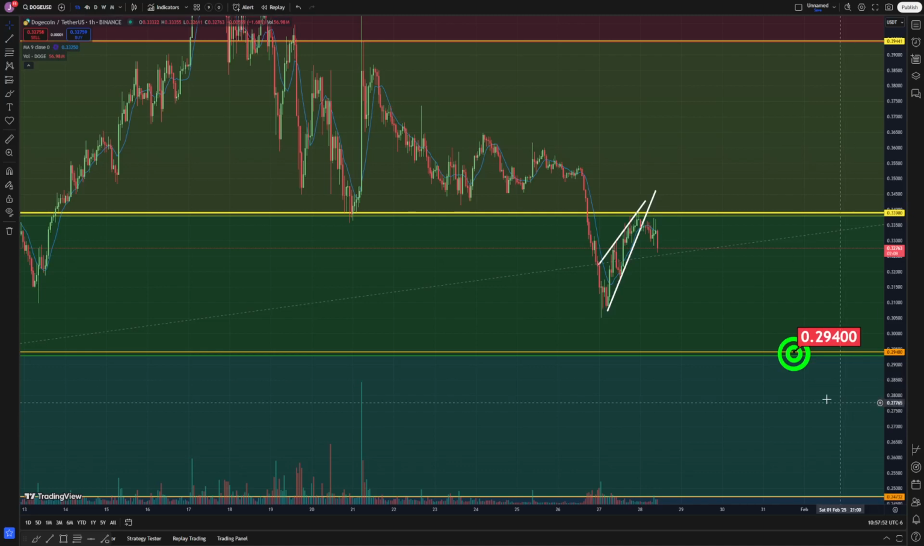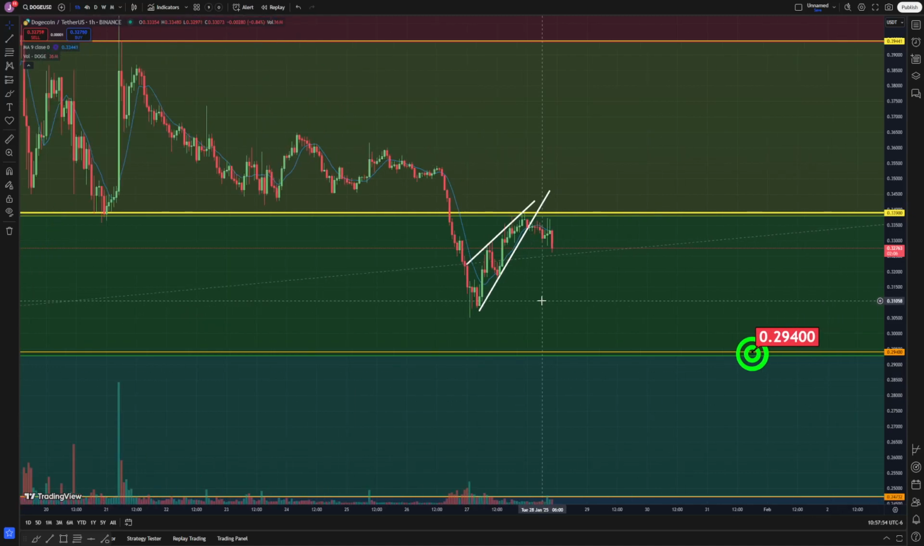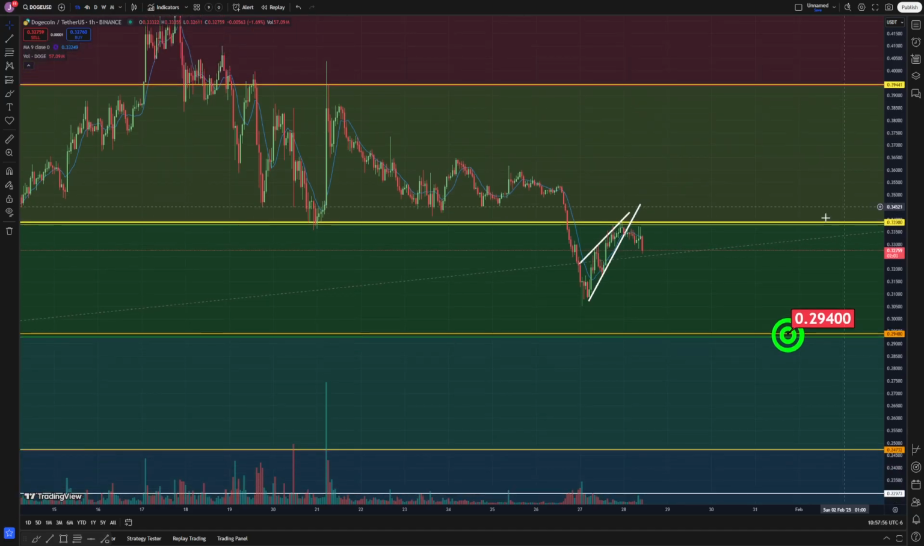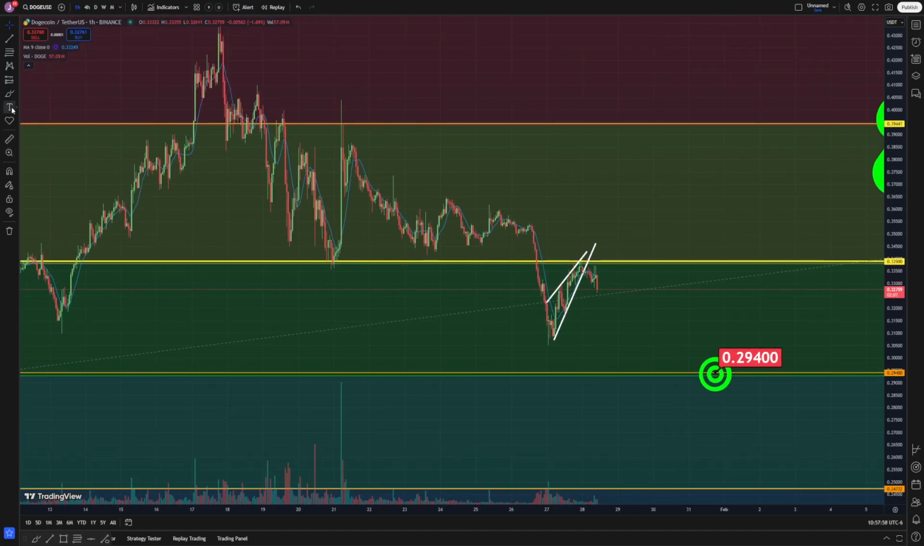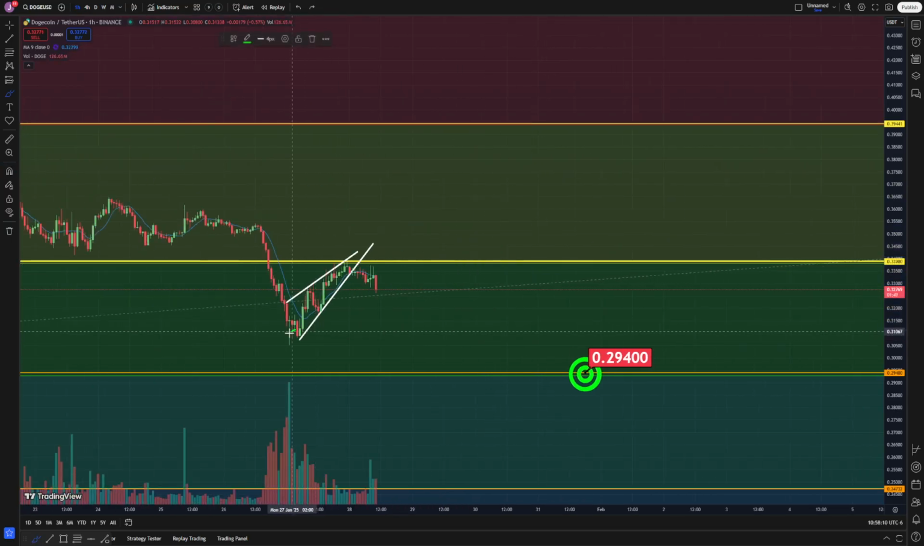Let's take a look at what's going on with Dogecoin today, guys. All right, so in yesterday's video, we were talking about how we were coming down and I had a target at .339. We actually came down and hit that target. We went a little bit lower and then we found support in this area at around .308 and started to bounce to the upside.